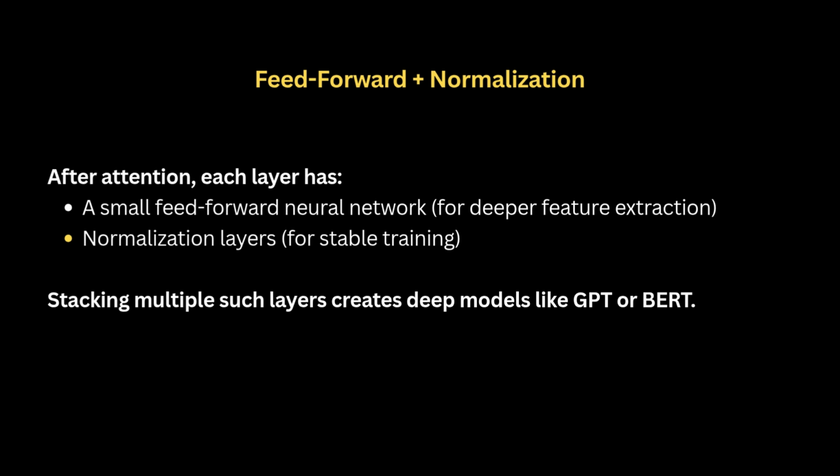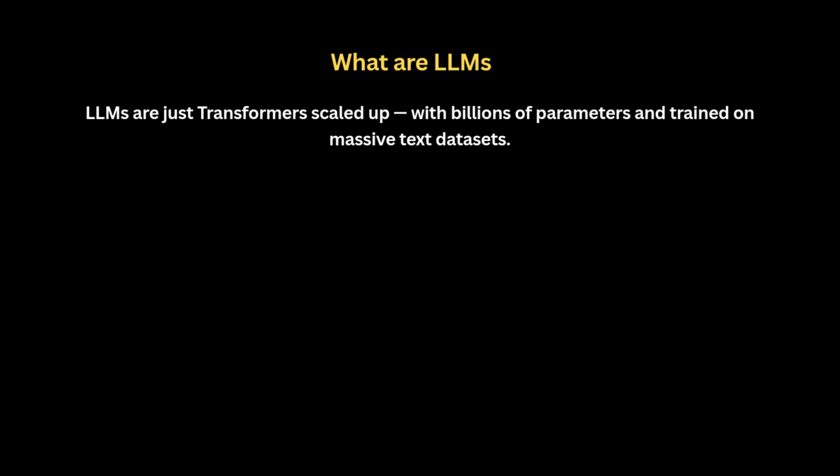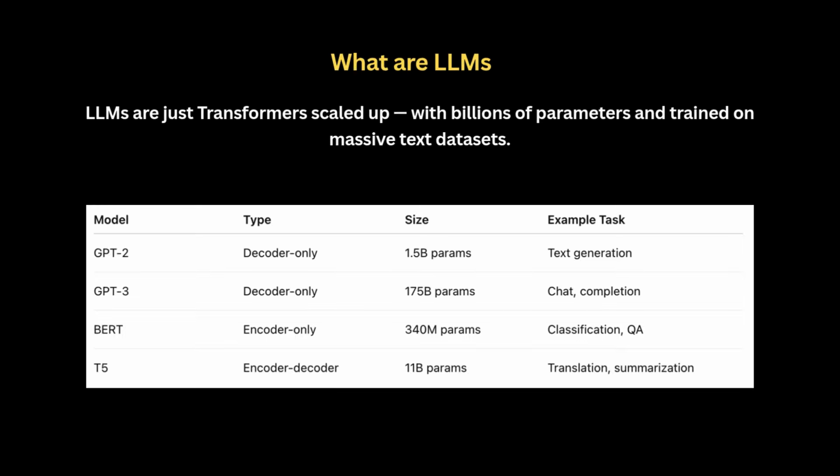If you stack multiple similar layers on top of one another as a bundle, it will create a deep model like GPT or BERT. What are LLMs? LLMs are just transformers scaled up with billions of parameters, trained on massive text datasets. We have different models that I will also show you in the coming examples, like GPT-2 and BERT. These are some of the transformers that we have, and they create the LLMs, the large language models.